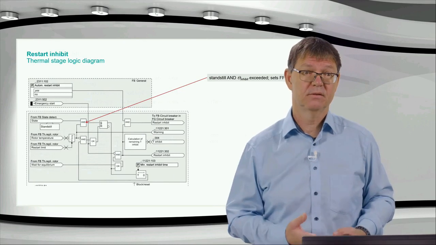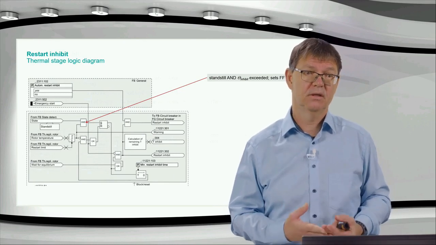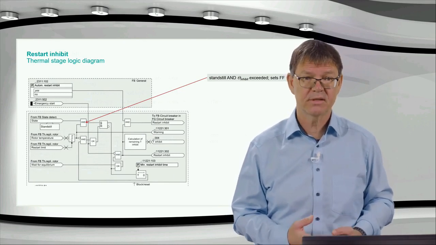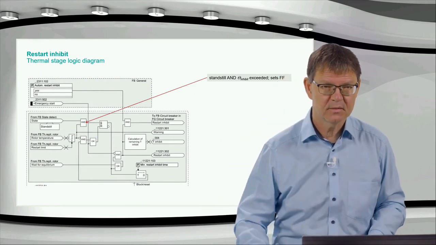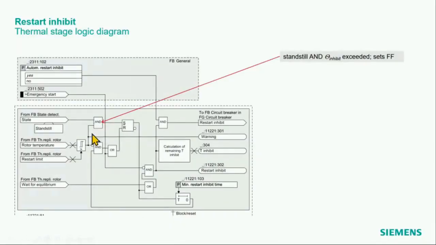Let's have a look at the logic diagram of the thermal stage. Here at this point, the motor is at standstill, and here we see the temperatures from the thermal replica. Now this is the other function we discussed before. So if I exceed the temperature here, then this flip-flop here is set.